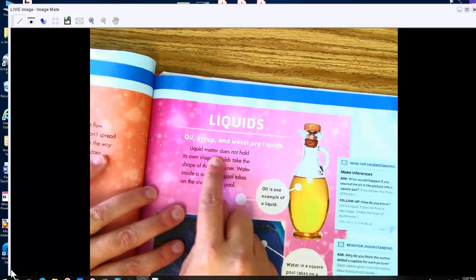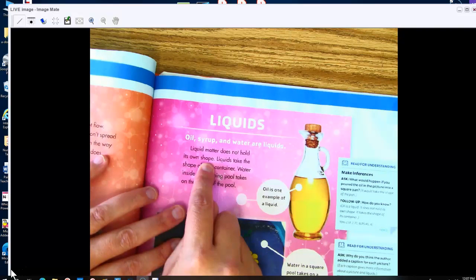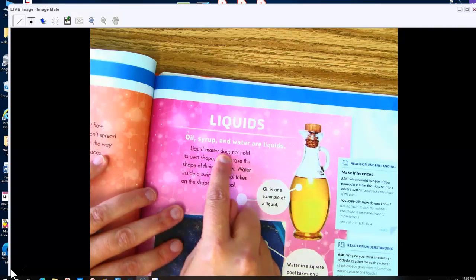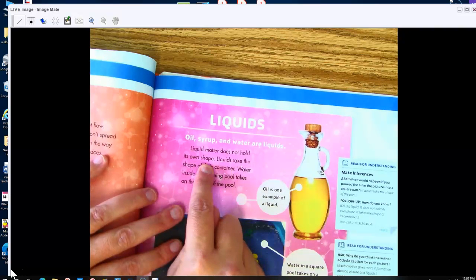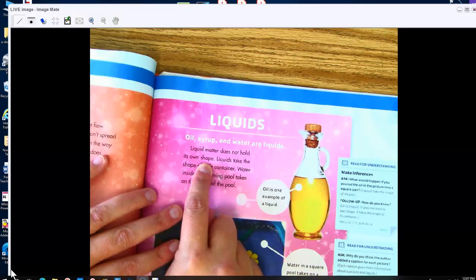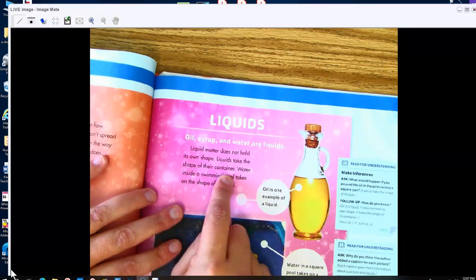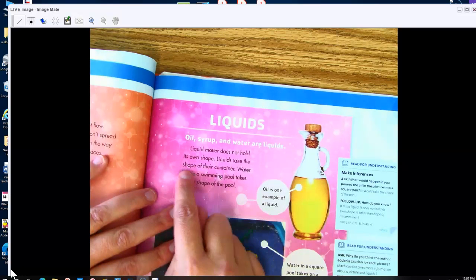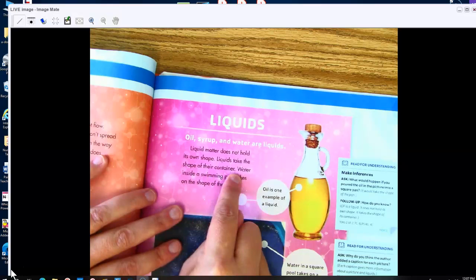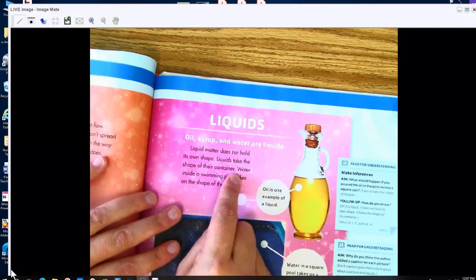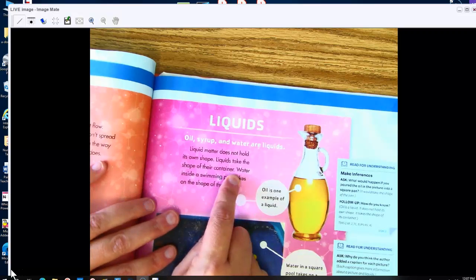Yes, liquid matter does not hold its own shape. Let's underline that sentence. And I think the next sentence is kind of important too to help me understand what liquid is. Liquids take the shape of their container. So let's underline both of those sentences. We're going to underline these two because next week this will help us with science when we learn about matter. That's another reason why we're underlining this, to help us remember what these words mean.